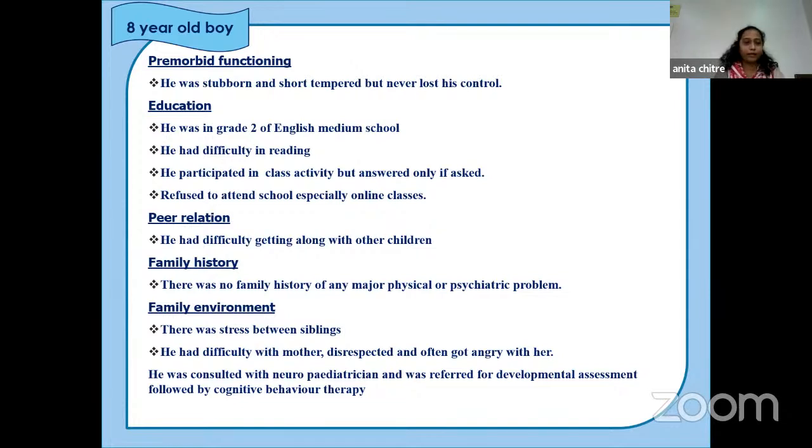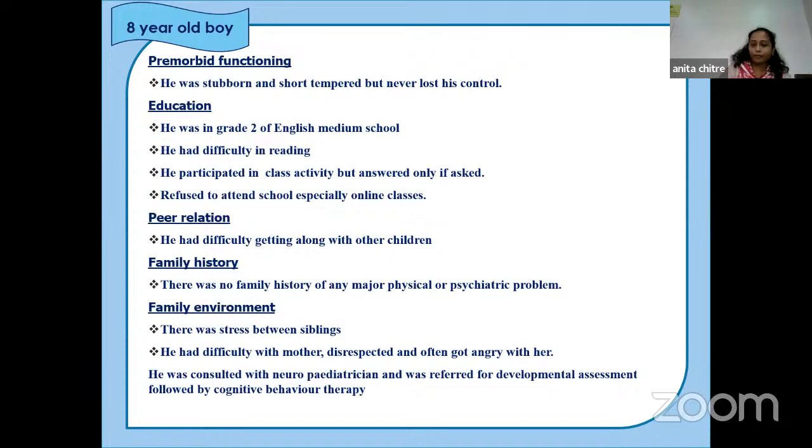And peer relation, he had difficulty getting along with other children because he used to feel bullied by them. They were not listening to him. The family history had a major psychiatric problem in the paternal grandmother. There was a stress between the siblings. He always felt that his parents were more attentive towards the other sibling. He had difficulty with mother and disrespected her, often getting very angry with her.